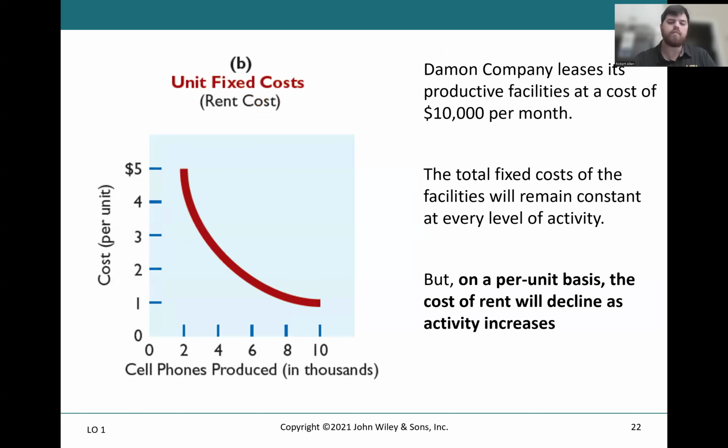Very good. But here's the graph we talked about earlier. When we get to fixed cost on a per unit basis, they begin to decline and decline quite quickly. You'll notice that if I have $10,000 in fixed cost and I only produce 2,000 units, then the fixed cost per unit is $5. But by producing 10,000 units, I'm able to cut that down to $1. And so very, very quickly, that fixed cost per unit starts to decline.